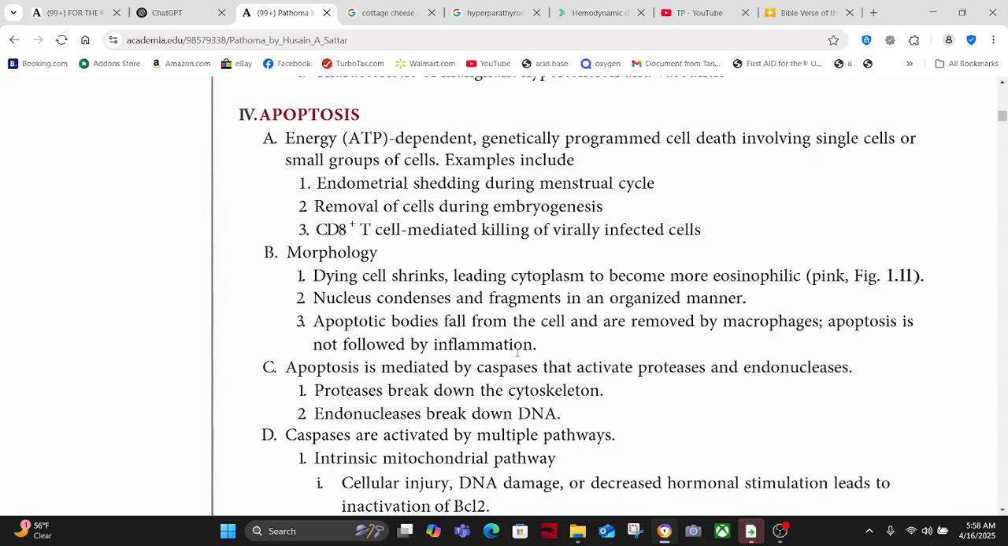Preeclampsia is a condition that happens during pregnancy, usually after 20 weeks. It causes high blood pressure and signs of damage to other organs such as the liver and kidneys. The BP here would be 140 by 90 or higher. You'll see protein in the urine, swelling, sudden weight gain, and vision changes.